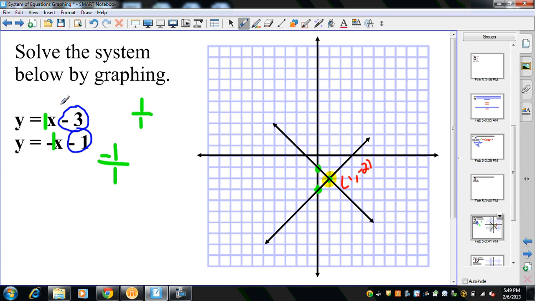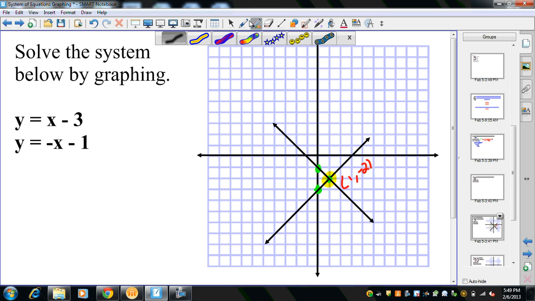So I can even go back and check it because I can plug in these values. Let me erase all of this. If I go back and plug in these values, I'm going to plug 1 in for x and -2 in for y. It should work. 1 minus 3 is -2, so it works on that one. -1 minus 1 is -2, so you can see it works for both of them.